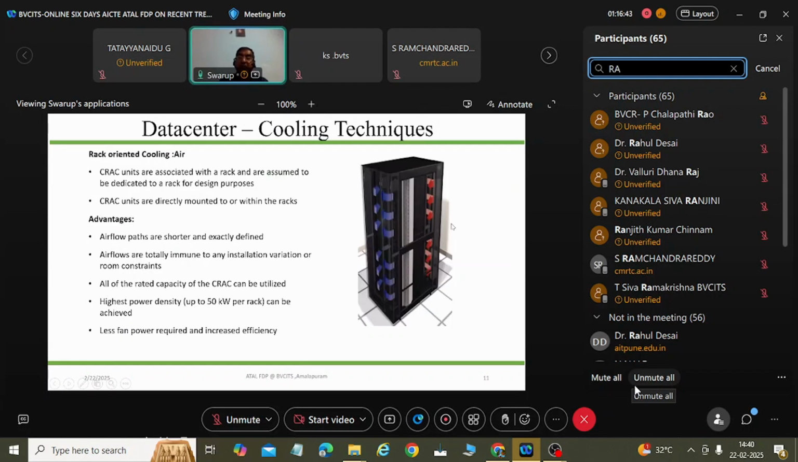Within the rack I am throwing the cold air and removing the hot air from the front, and this hot air is given back. It is happening within the rack only. The hot air comes in, gets cooled, and is fed to the system again. So the PAC, the pressure air conditioning, is within the rack itself. The cooling is happening within the rack, so everything is confined to the rack. The CRAC units are associated with the rack, dedicated to one or two racks, and it's a closed chamber.